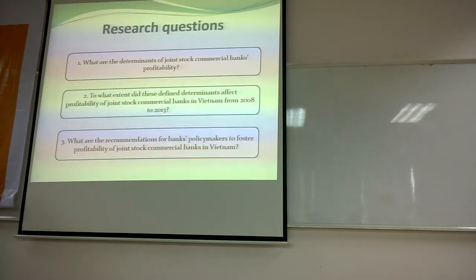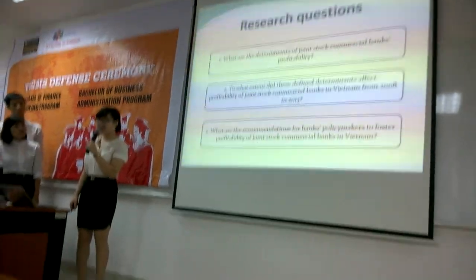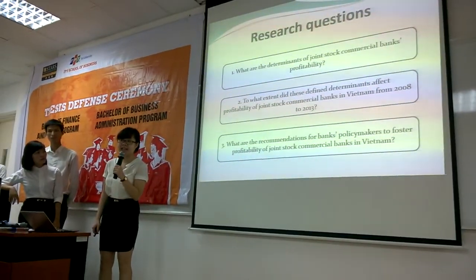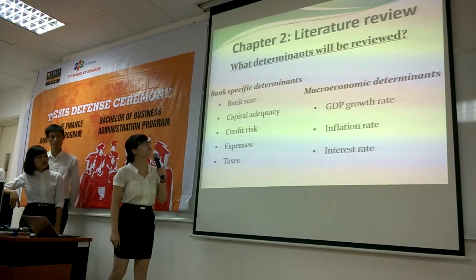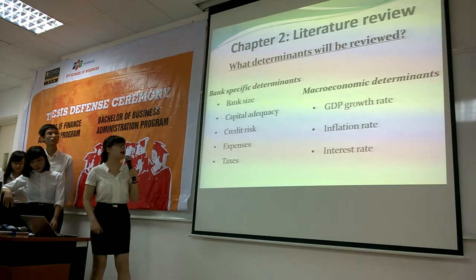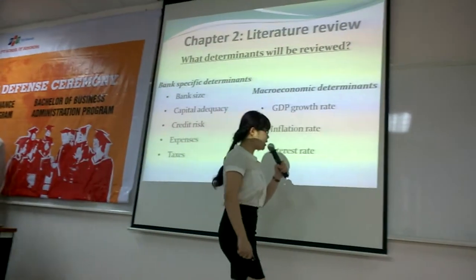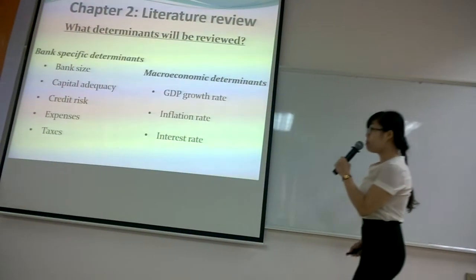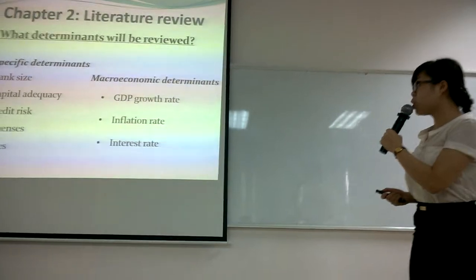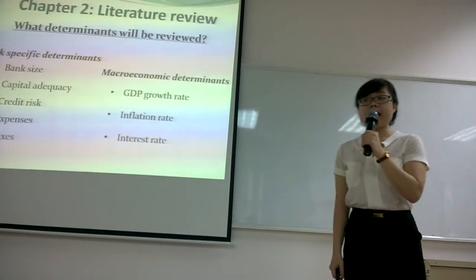You know, our thesis tests the correlation between variables, so you may wonder what determinants will be investigated in our literature review. For bank-specific determinants, we have 5 variables: bank size, capital adequacy, credit risk, expenses, and taxes. For macroeconomic determinants, we have 3 variables: GDP growth rate, inflation rate, and interest rate.